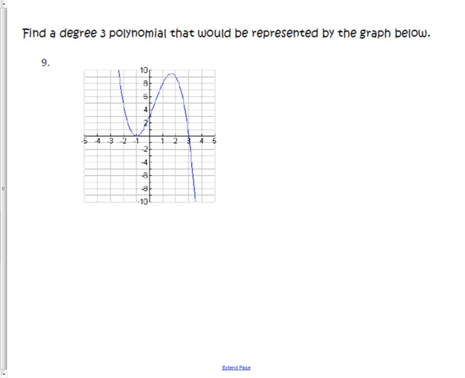This is number 9 in your study guide. We want a degree 3 polynomial that would be represented by the graph below. A couple things that we notice. First of all, we can see our end behavior. The fact that one end is up and one end is down verifies that we should have an odd degree.